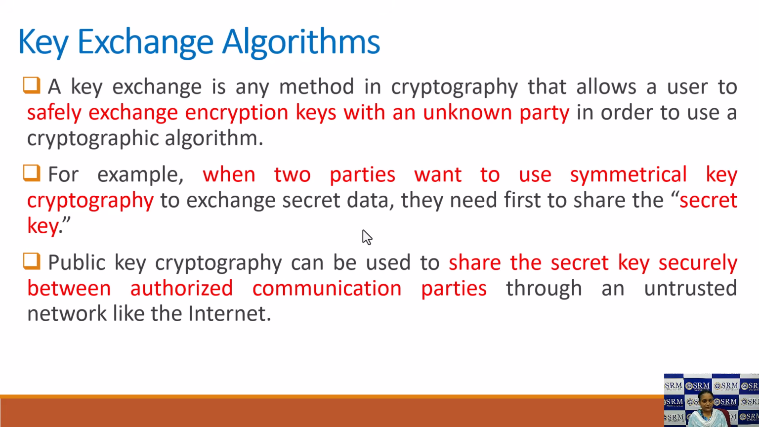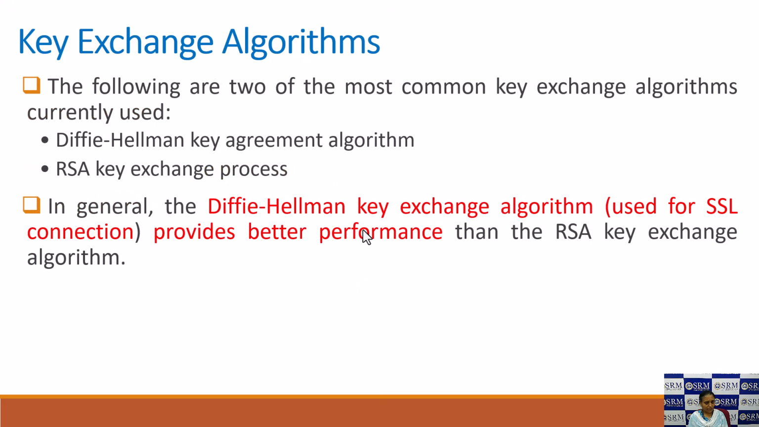What are the methods? When two parties want to use symmetric key cryptography, we have to exchange the keys very secretly. In the case of public key cryptography, we have to exchange the public keys because the private key will be with us only. The public key has to be exchanged in a very trusted way. How to do it? The methods are the Diffie-Hellman key agreement algorithm or the RSA key exchange process. Both of these processes provide better ways for transferring the keys in a secret way, right?